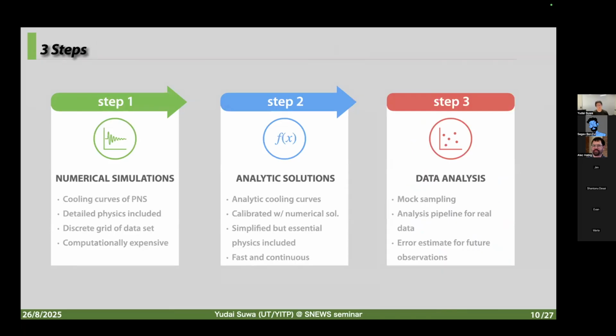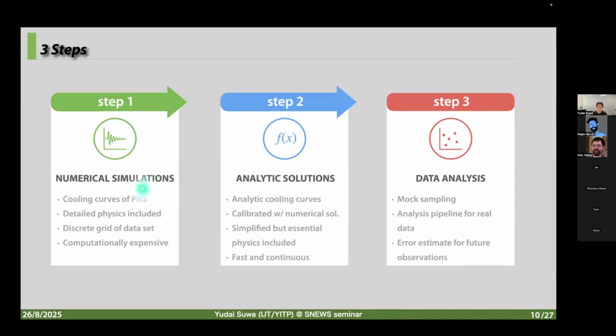So in order to do that, we are dividing our work into 3 steps. In the first step, we performed a number of numerical simulations because we have only one real data of the supernova neutrino. I mean the supernova 1987A. This is the only data we have. But in order to understand the parameter dependence, we need more data.